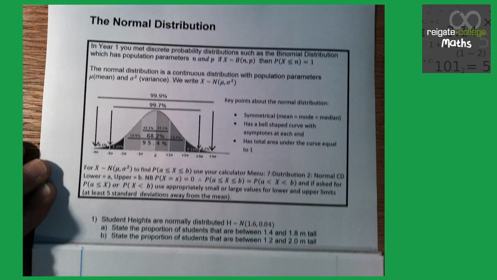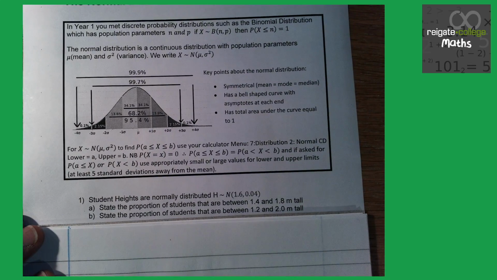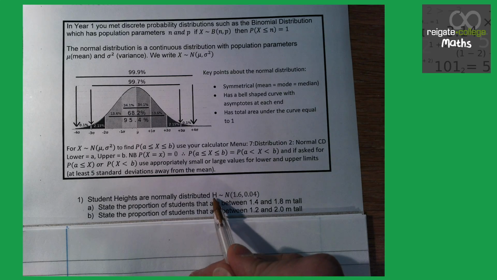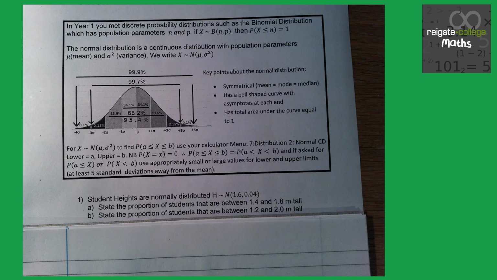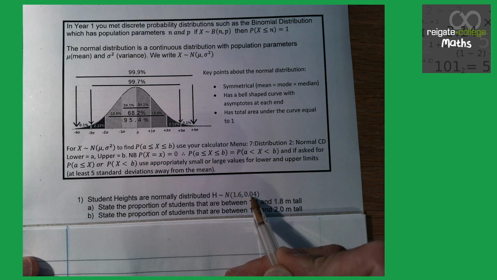So first of all, number 1, student heights. So here is our height example that I was mentioning earlier on. Student heights are normally distributed, so this is H. This is how we write this. We write a squiggle, N, that means the heights follow a normal distribution, and then the 2 parameters for the distribution are the mean, and the variance. The variance is the standard deviation squared.